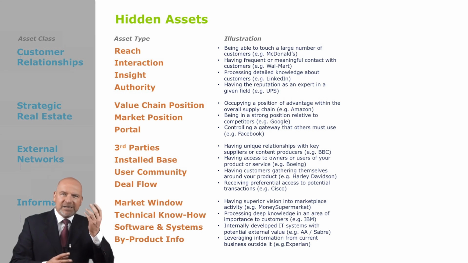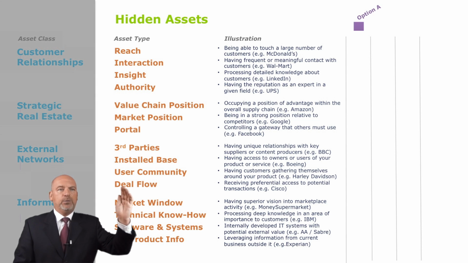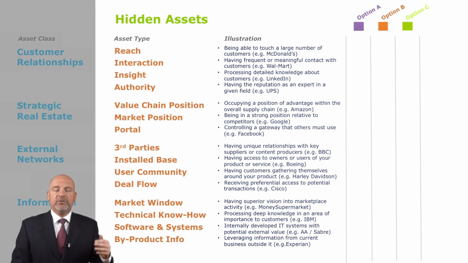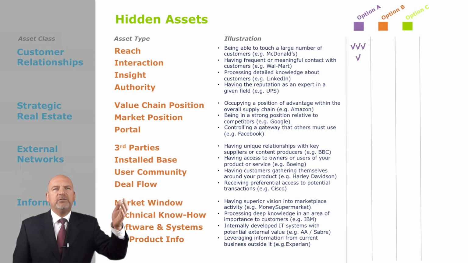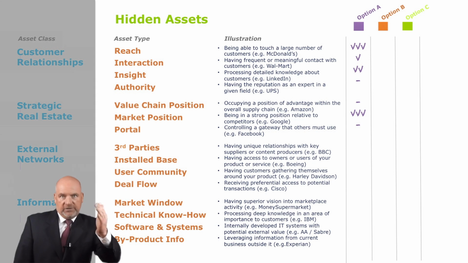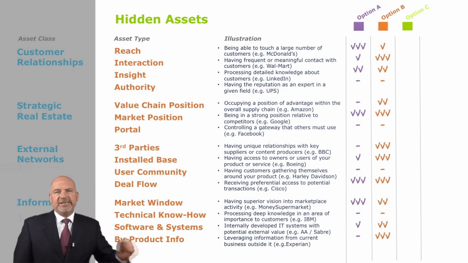Once you have this list of assets and you've really understood it, what you do next is create three columns on the right with your three options: option A, option B, option C. What you do next, very classic consulting or strategy work, is put ticks next to each of the assets according to whether option A touches it. So option A, does it give us reach? Yes. Does it give us interaction? Not so much. Insight, maybe, and so on. This is very specific to the options and the problem you're looking at. Then you do option B, then option C.